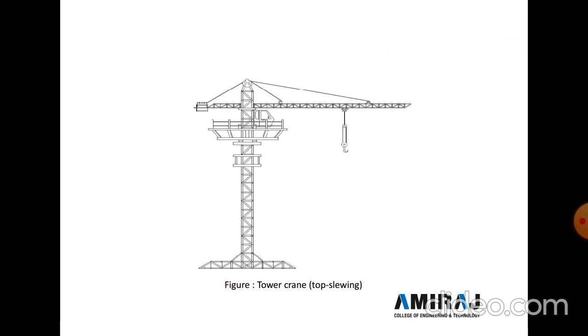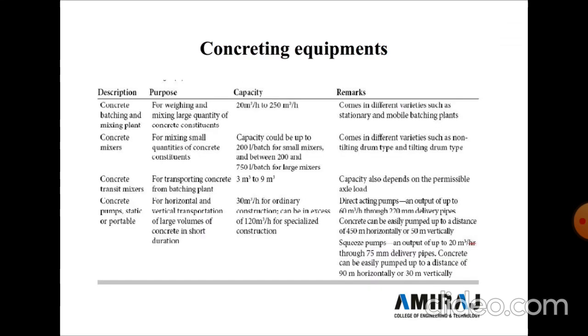Now next another equipment is concreting equipment. So like a concrete batching and mixing plant, concrete mixer, for batching and mixing large quantities of concrete in construction, and its capacity is 20 meter cube to 250 meter cube, and concrete mixer. So for mixing small quantities of concrete constituents, capacity up to 200 liter per batch, small mixer, and between 200 and 750 liter per batch for a large mixer, and concrete transit mixer.